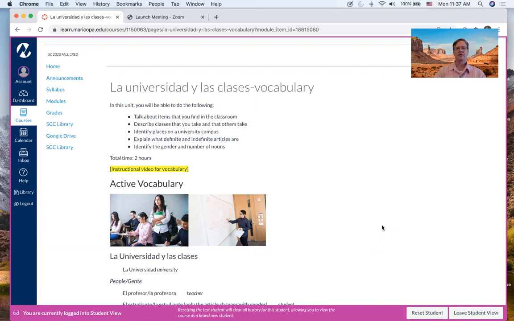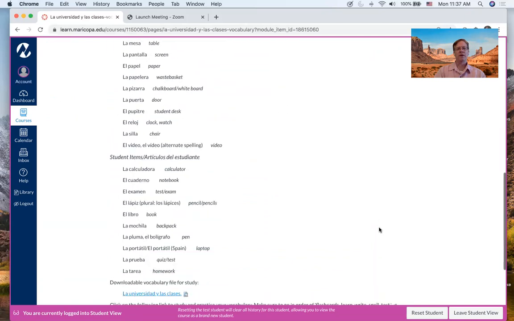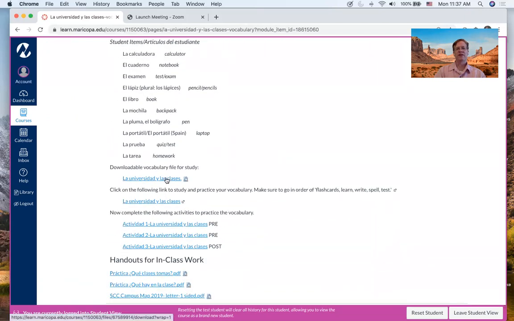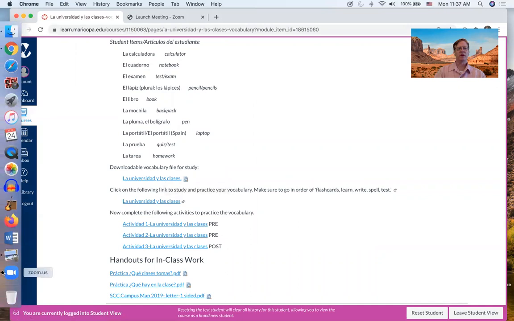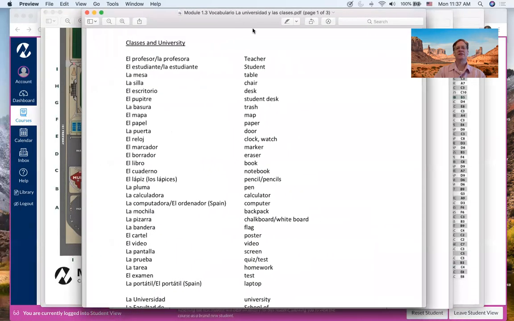Hola clase. Today we will be talking about la universidad y las clases, classroom items, as well as classes you're taking, and different sites around the campus. You have a printout, la universidad y las clases. So go ahead and open up here, la universidad y las clases.